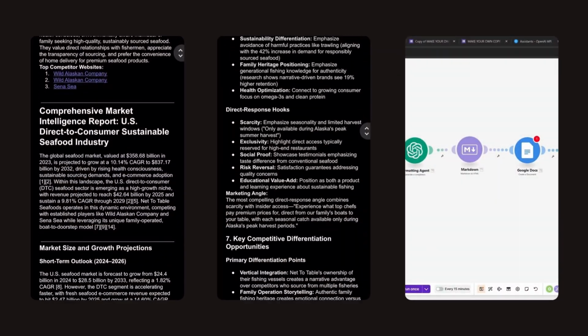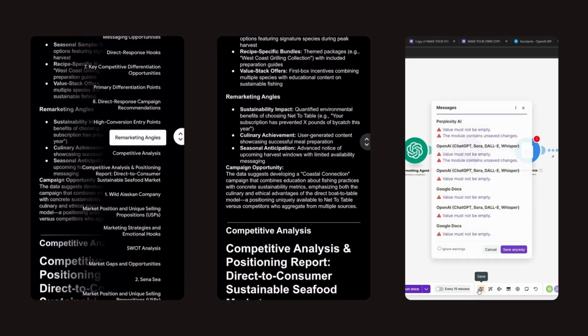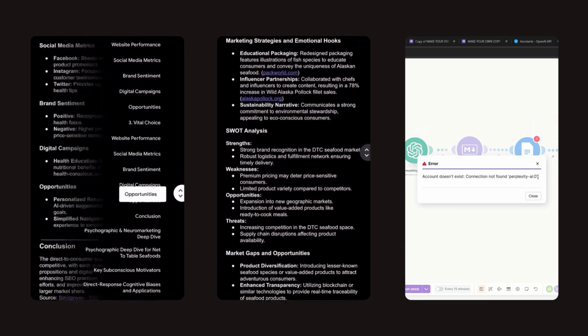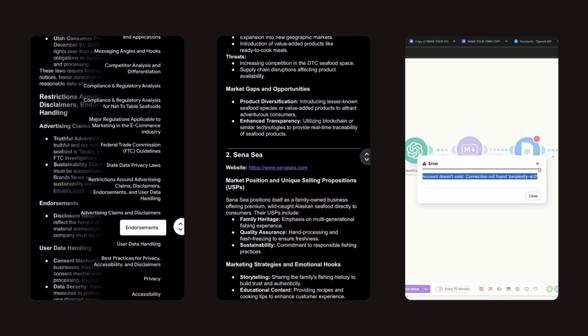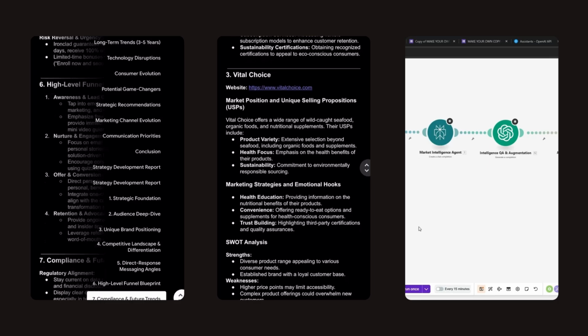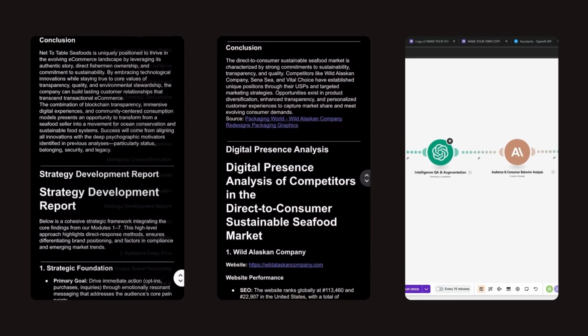You get a market intelligence section so you can see where the money is actually moving in your category. You get an audience and consumer behavior breakdown that shows who your buyers are, how they decide, and what they actually respond to. You get a competitive analysis section that calls out what your competitors are saying, what they're not saying, and the angles they're leaving on the table.